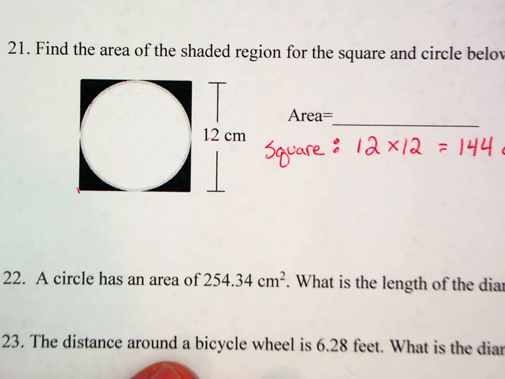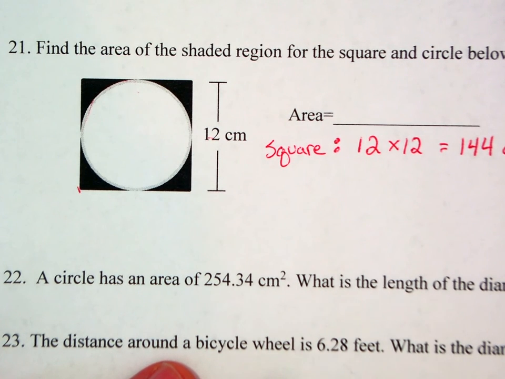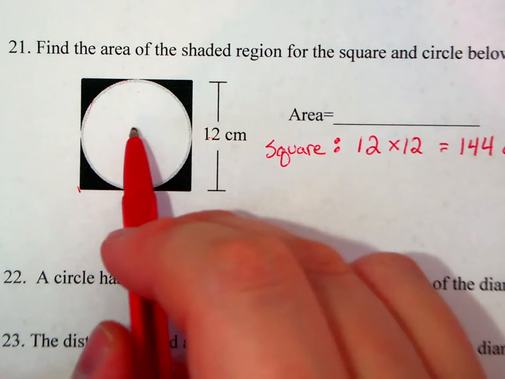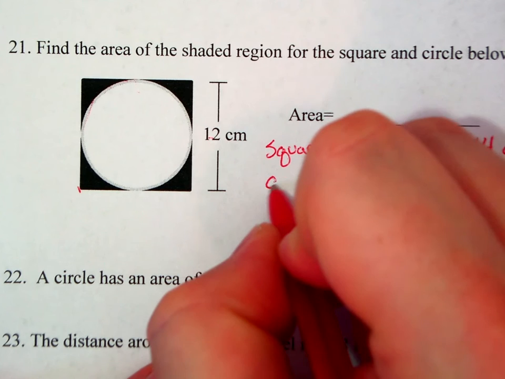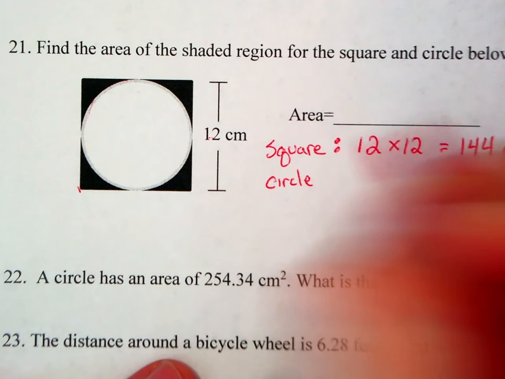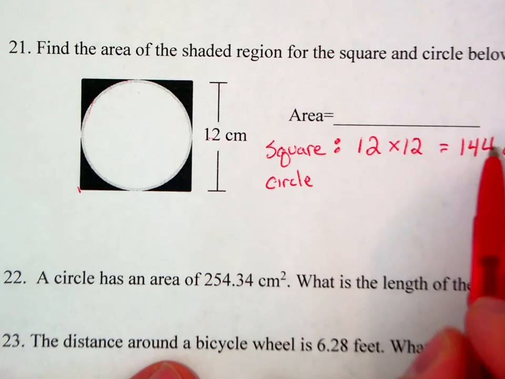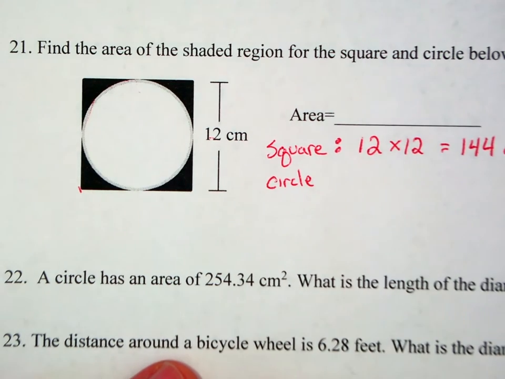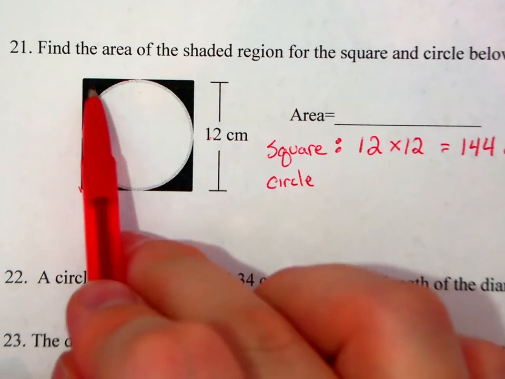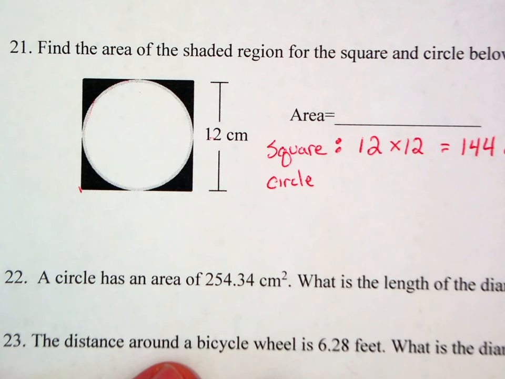Well, if the circle wasn't present, blocking out some of the shaded section, then we'd have a square that's 144 centimeters squared in shaded area. But that's not the case. We do have a circle there. And for the circle, we need to calculate its area of white space and subtract that from the area of shaded space to find out how much remaining shaded space is still left in the square.